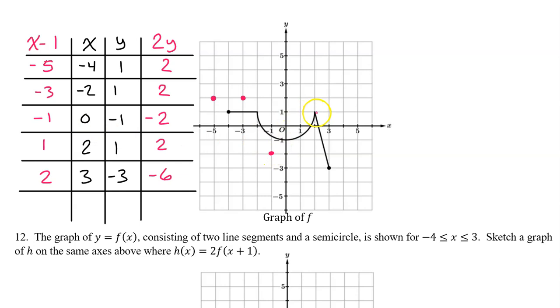This cusp, which used to be at 2, 1, is now at 1, 2. So that's going to be right here. And the final endpoint, which was at 3, -3, is now at 2, -6.